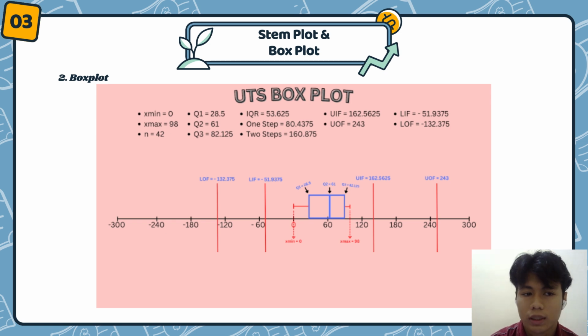A box plot or box and whisker plot is a statistical graph that summarizes data based on 5 key values: minimum, first quartile, median, third quartile, and maximum.